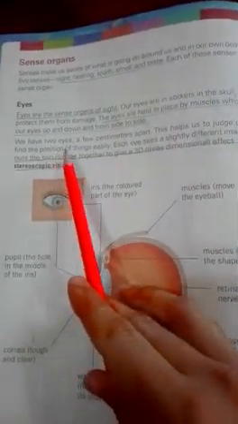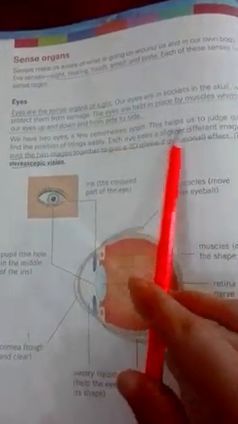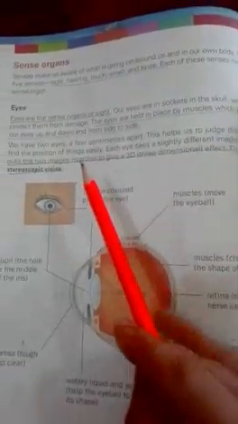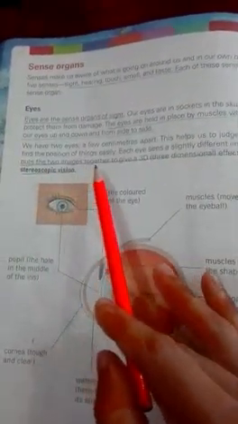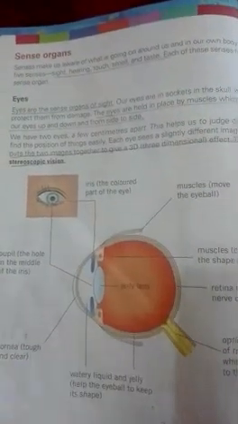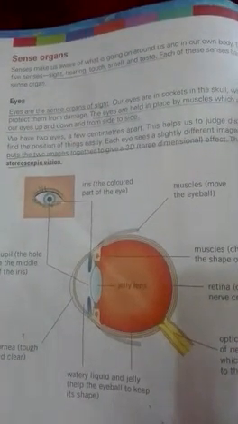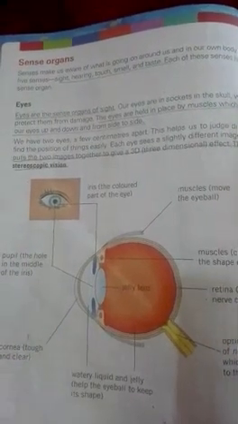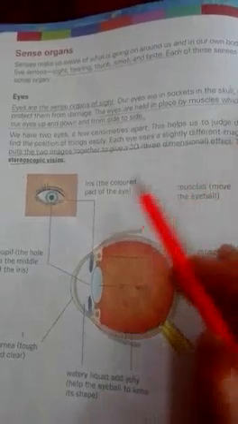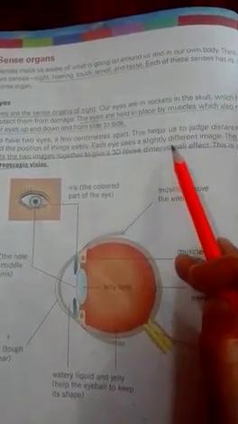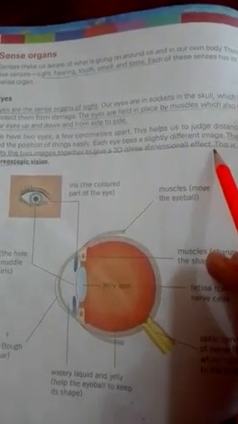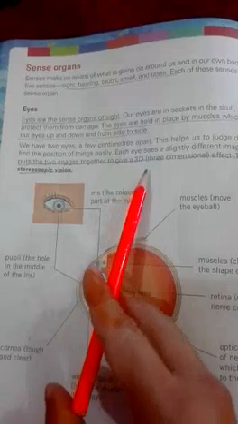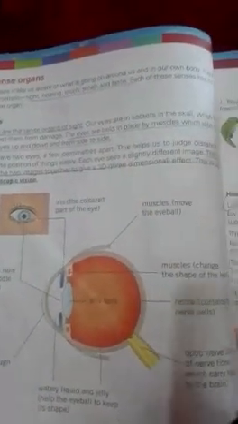We know that we have two eyes a few centimeters apart. This helps us to judge distance and find the position of things easily. Each eye sees a slightly different image. The brain puts the two images together to give a 3D effect.